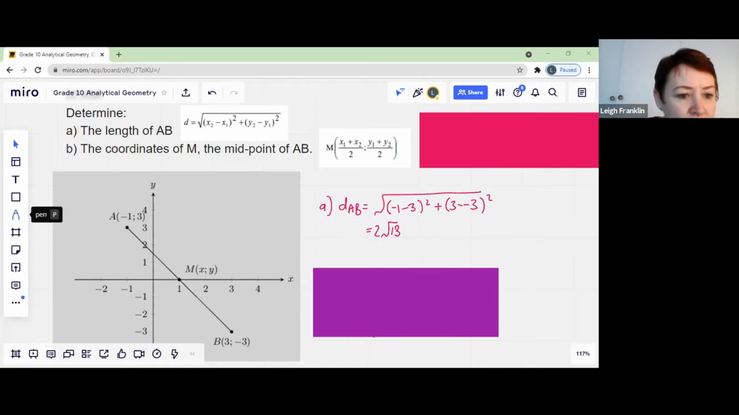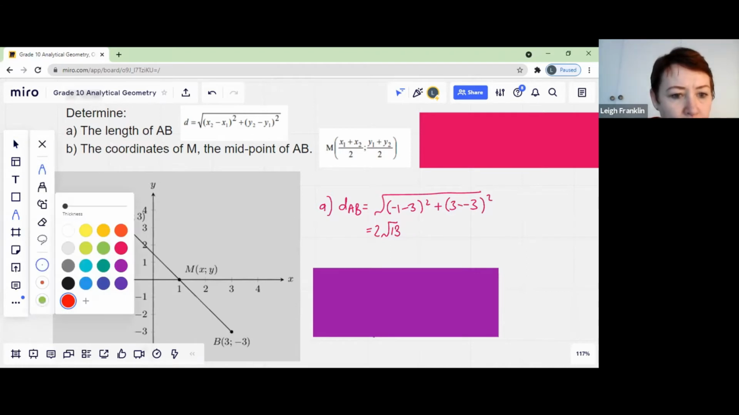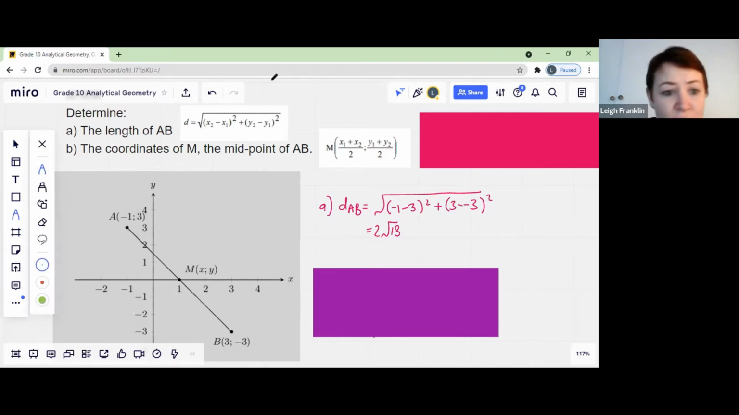I had treated A like this was x1, and therefore this was y1. And then here that was x2, and that was y2, and I subbed in. Okay, so hopefully by now you're able to do that. 1 mark for subbing in, grade 10s, and another mark for the answer.